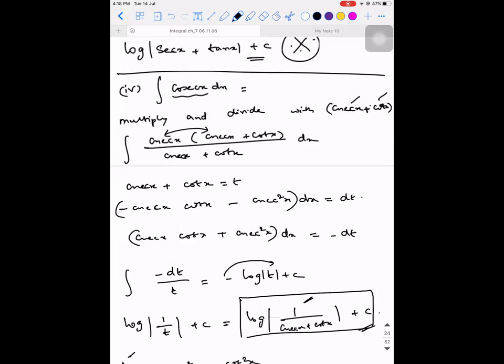Okay. But see, you cannot directly substitute as t, because if you want to substitute cosecant x minus cot x, you would have to multiply and divide. Are you getting it? I think you will get it. Yeah, you can still do that also. Both are right.